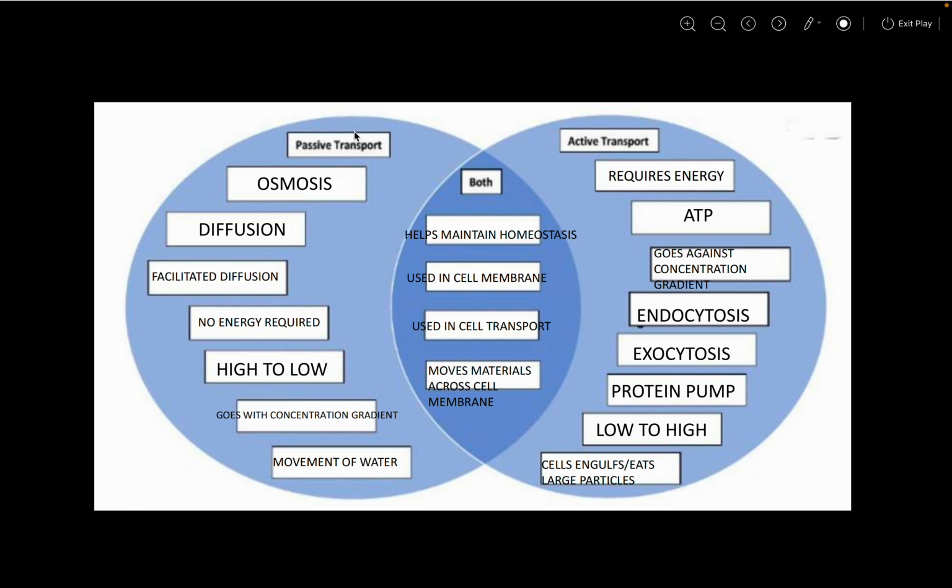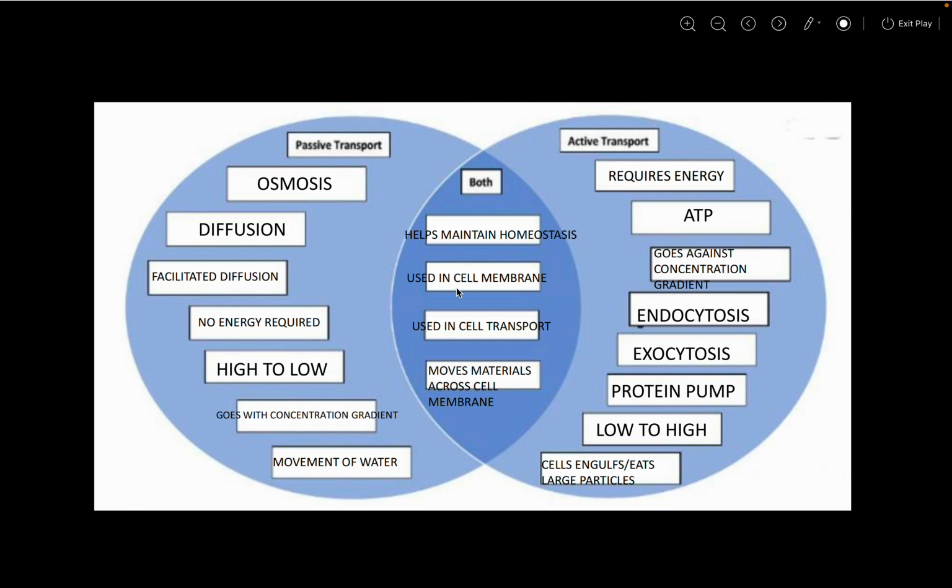So, Rai, what about the both? What do they have in common for the active and passive transport? For the first common denominator, they help maintain homeostasis. When you encounter the word homeostasis, this is the stability of various processes in the body of living forms, be it us humans, plants, or animals. It maintains the stability of the organism.